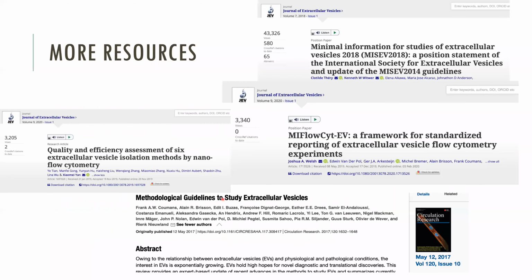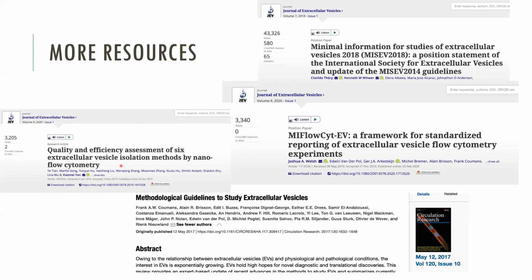There are lots and lots of resources out there that you should take a look at if you're considering this kind of work. As I said, ISEV has been putting out a lot of information about best practices, since there was a lot of Wild West kind of research happening in this field. There are standards for the information that you should report for flow cytometry in EVs, and a position statement from the ISEV leadership about how they should be named and what functions and claims you should make in a paper.